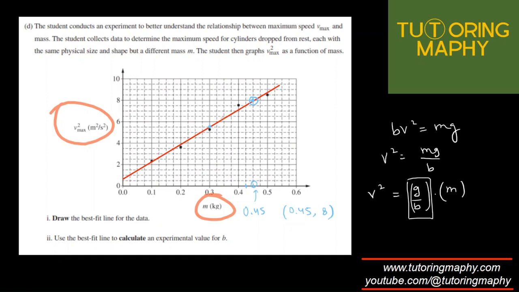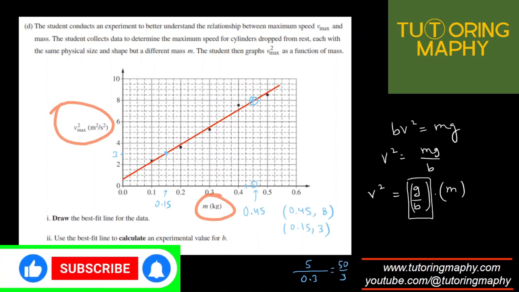The other point is this one. Let's avoid taking that data because that's a data set point as well. Let's take this one. This one is 0.15 and in the middle, that's 3. So that's 0.15 comma 3. So what is the slope? y2 minus y1, which is 5, over x2 minus x1, which is 0.3. This can also be written as 50 over 3. So I know that 50 over 3 is going to be the slope, which is g over b.